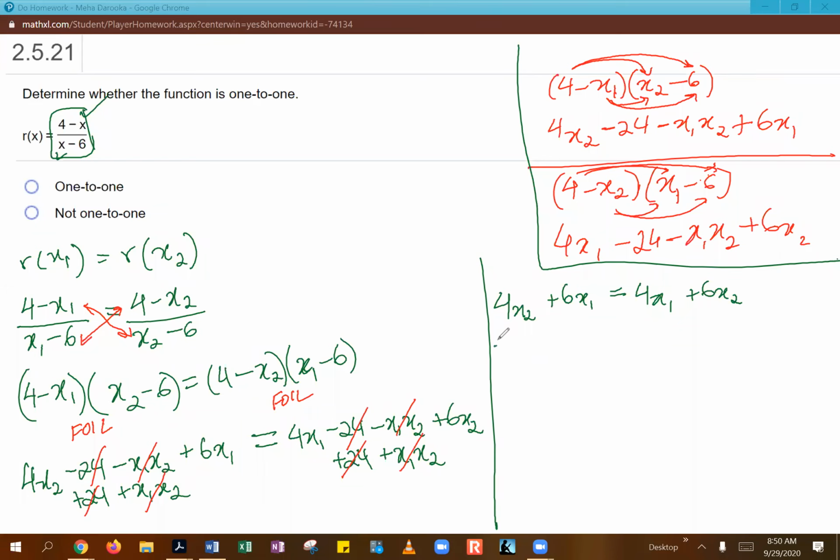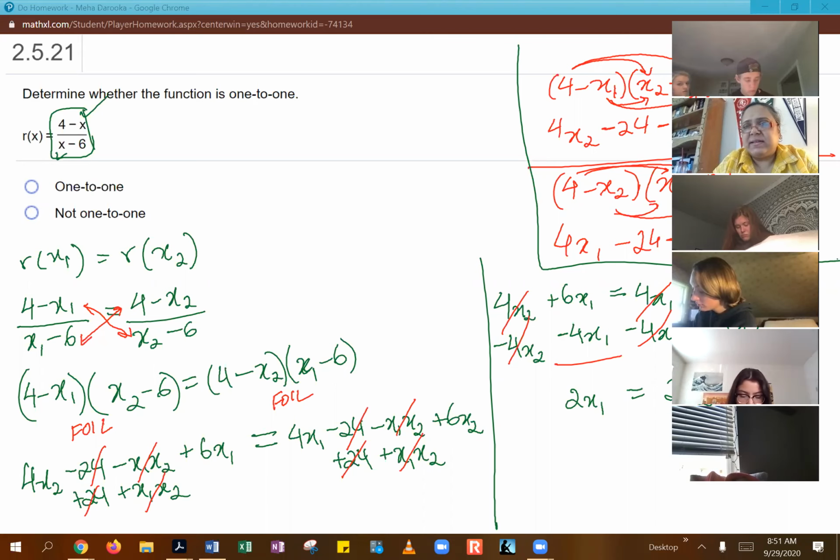So you want to get the x1 terms on one side, x2 terms on the other side. So how about we go ahead and subtract this 4x2, move it to the right-hand side, and we'll subtract the 4x1 and move it to the left-hand side. So these guys will cancel out, and then when we add these together, we will end up getting 4 minus 6, which would be negative 2, so we will have 2x1 equals 2x2. Now, what do you think is the very last thing we need to do here to clean this up?